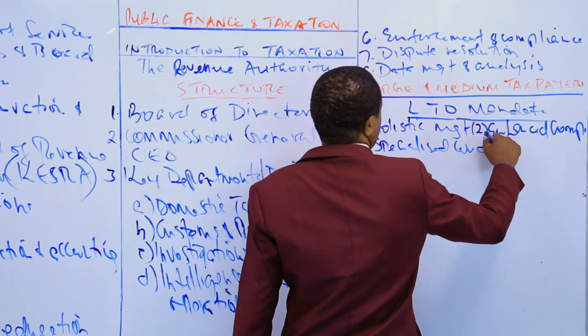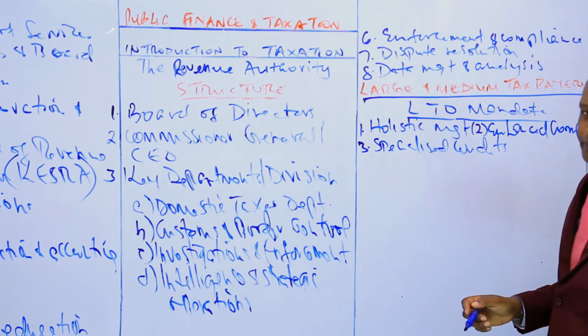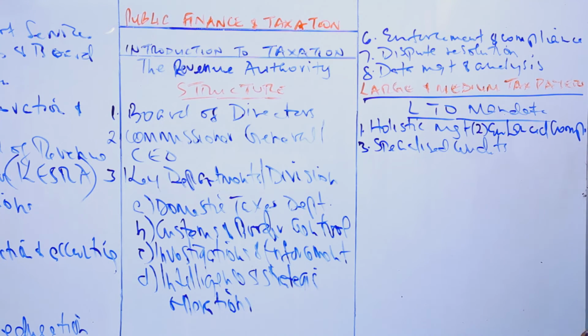3, specialized audits. Specialized audits is another mandate of the LTO, the Large Taxpayers Office. That means conducting comprehensive and specialized tax audits to address complex tax issues such as transfer pricing, international taxation, and intricate corporate structures.